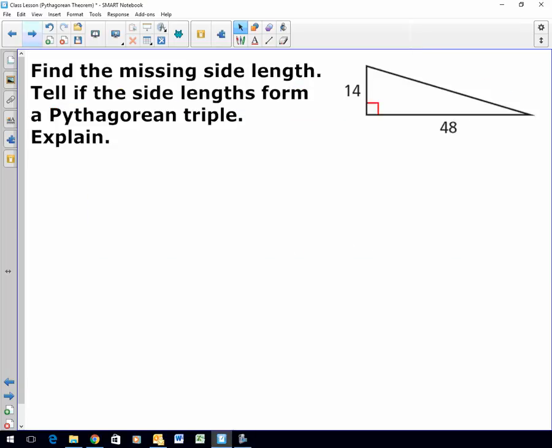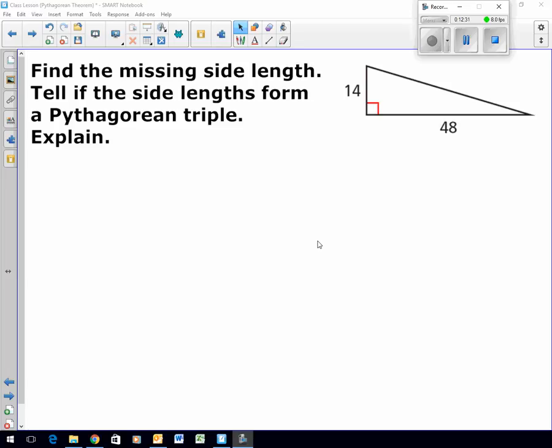I want y'all to figure this one out. Write down this example. Take a couple minutes. Look at the question now. Tell if the side lengths form a Pythagorean triple. Tell me if this ends up being a Pythagorean triple.